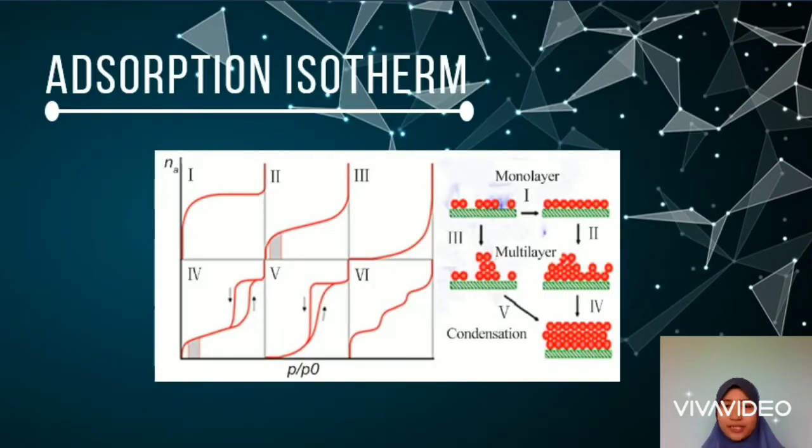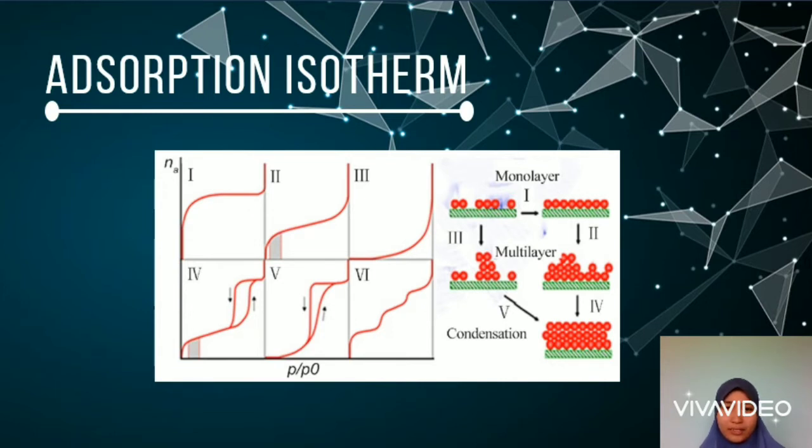Okay, for the adsorption isotherm which I told you earlier, as you can see, number one is the formation of monolayer. We can see how the adsorption isotherm happens here at the phase of monolayer. Then we go to the second and third phase, which is multilayer, and we can see the adsorption isotherm started to differ from the first, from the monolayer.